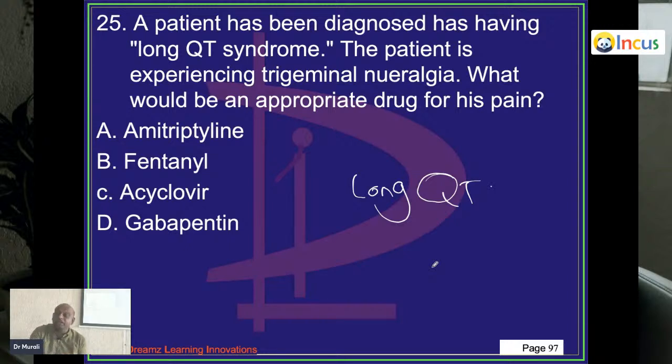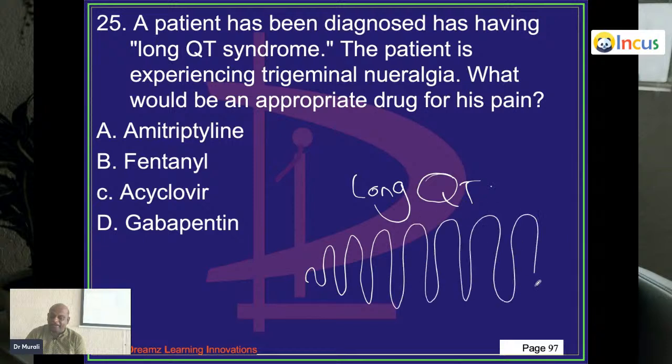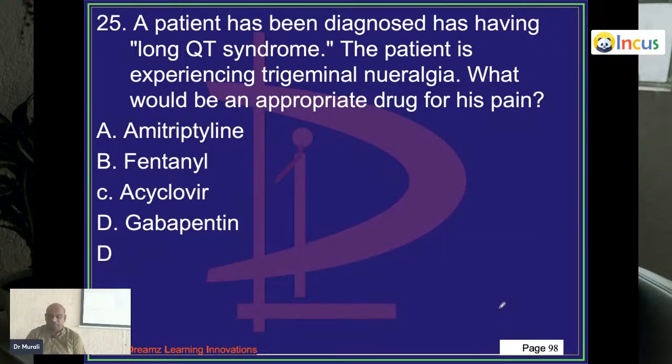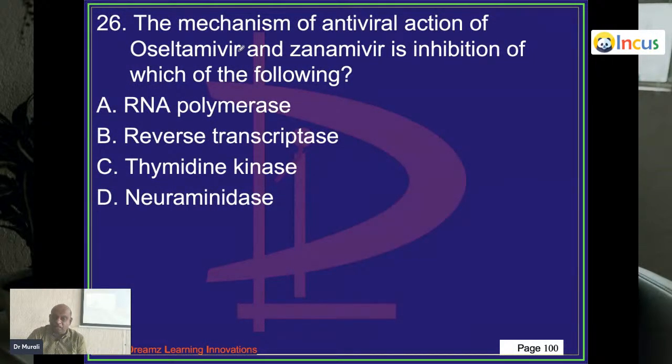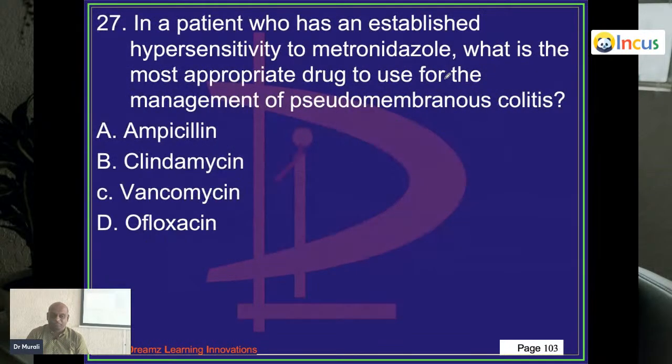So long QT syndrome leads to polymorphic ventricular tachycardia, torsades de pointes. So you should know what are all the drugs that predispose. Gabapentin does not. So that's the reason you can safely give the gabapentin to this individual. Oseltamivir, zanamivir, they lead to inhibition of what? They lead to inhibition of the neuraminidase is what you need to remember.